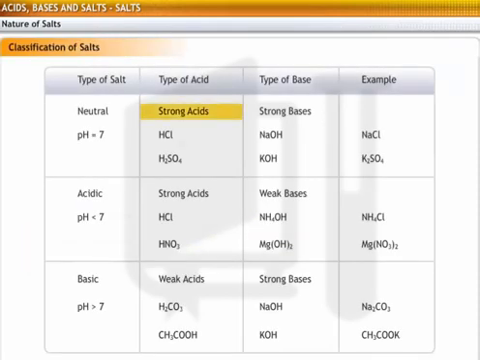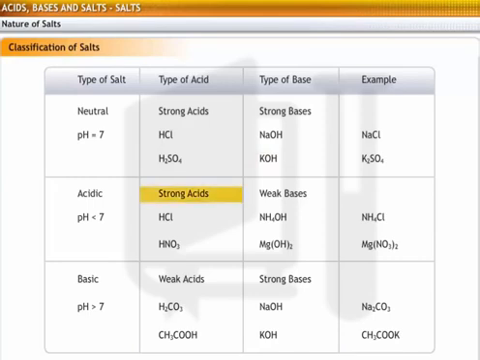Salts formed from strong acids and strong bases are called neutral salts. They have a pH value of 7. Consider salts such as sodium chloride and potassium sulfate formed from strong acids like hydrochloric acid and sulfuric acid with strong bases like sodium hydroxide and potassium hydroxide.